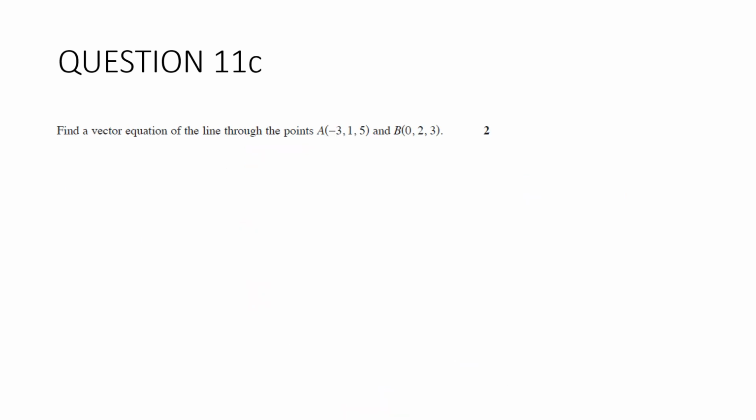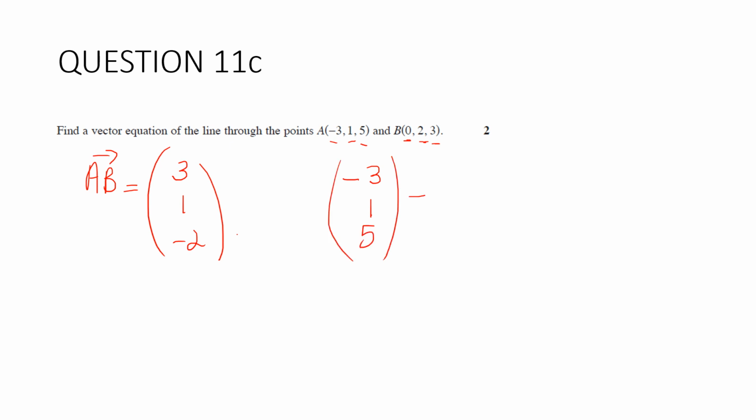11c. Find a vector equation of the line through the points A and B. So we're going to need a direction vector. I'm just going to work out AB. So that will be 0 take away negative 3, 2 take away 1, and 3 take away 5. And so our equation is going to be either one of those points, so negative 3, 1, 5, plus lambda, and then our direction vector, I'm going to call that R.